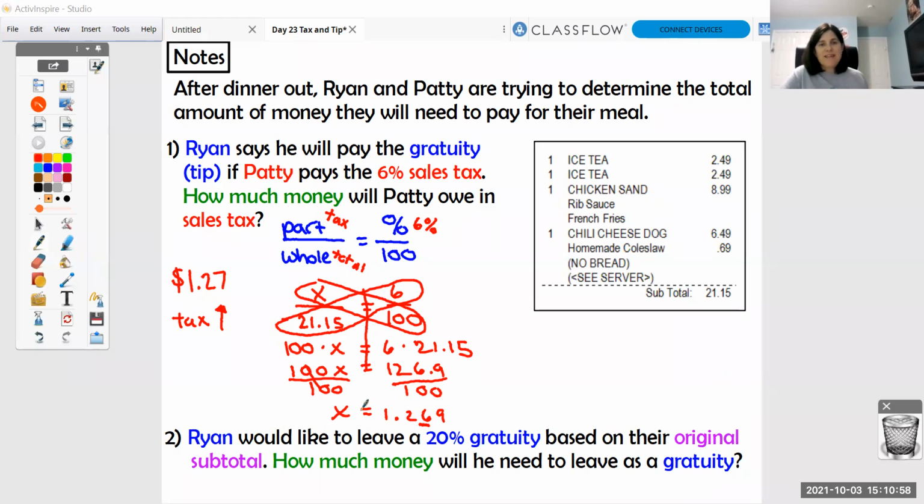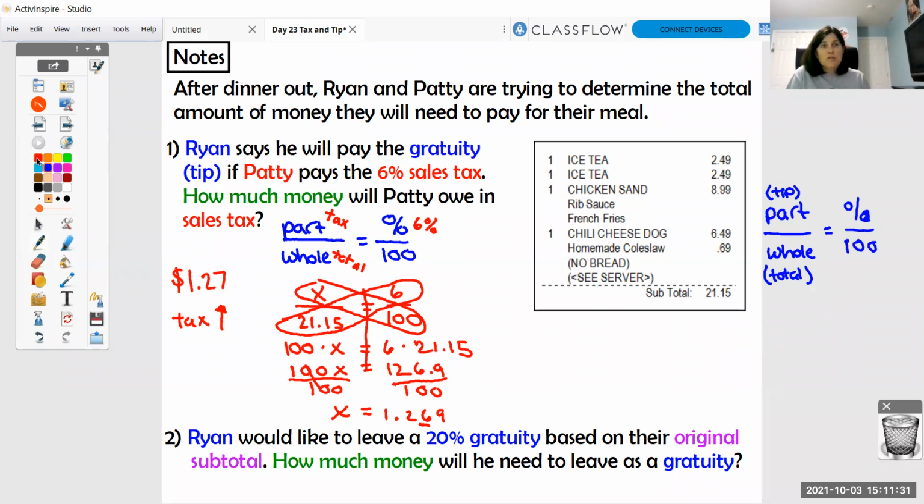So 20%. If we're going to do 20%, I'm going to scooch over here because I ran out of room over there. So again, we're going to do part to whole, but this time the part is the tip. The whole is the total. Now you can write this down, or you can write part or total if you want. The percent will be whatever we decide. And in this case, Ryan has decided 20%.